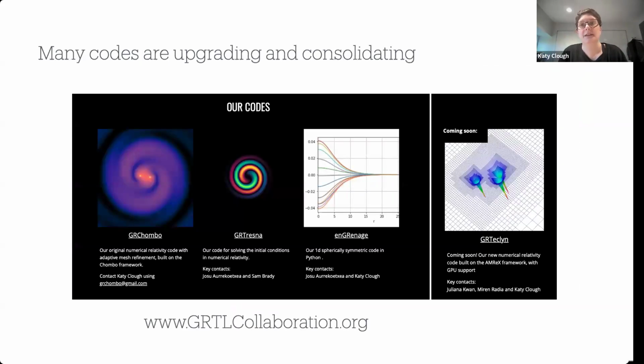I think this is common to most codes. Most codes in numerical relativity are upgrading or consolidating, and this is the case for us. Our old code GRChombo is now becoming GRTeclyn, and we had to rebrand ourselves. I think we'll always be known as the GRChombo people. But we now have this name, the GRTL collaboration, which I think is general relativity testing the limits or something like this, but it depends who you ask. So we had to rebrand, but I think we'll always be the GRChombo people.